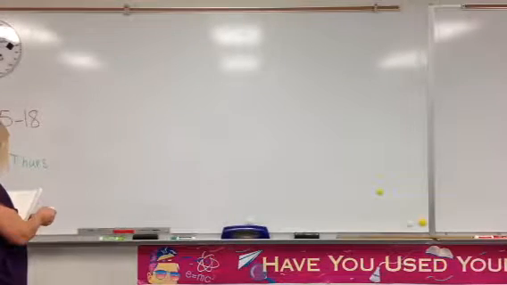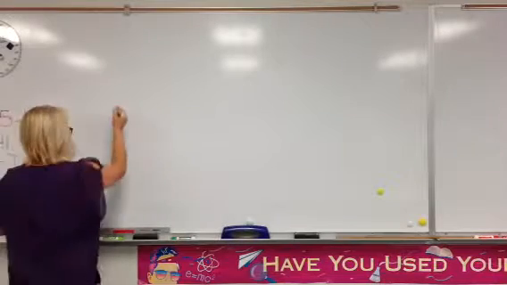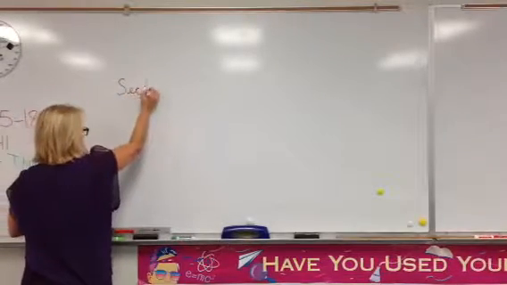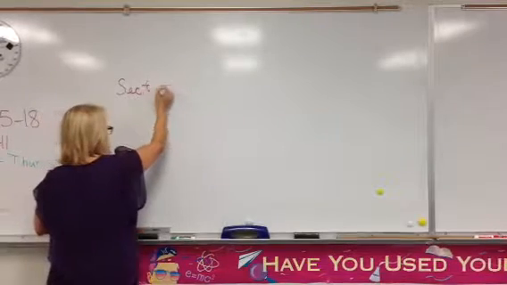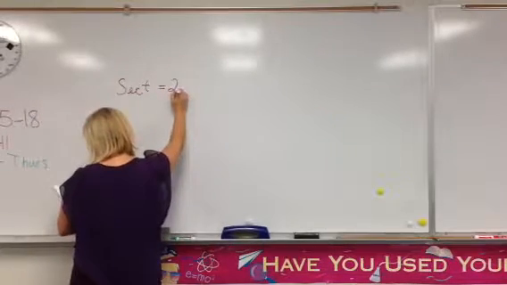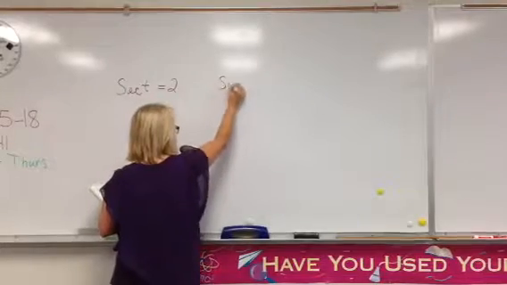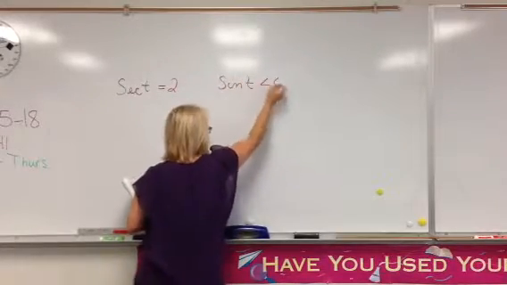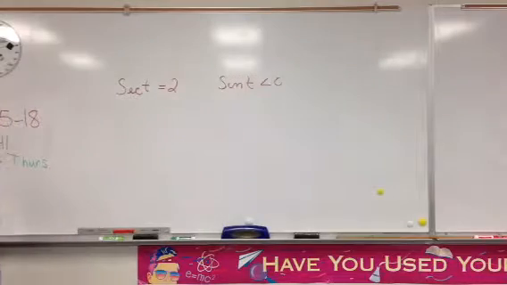Okay, let's try. Secant of t equals 2, and I know the sine of t is less than 0. Now you really can't tell if it's on the unit circle, right? I mean, you don't have a good idea at all. So we definitely need to draw a picture.